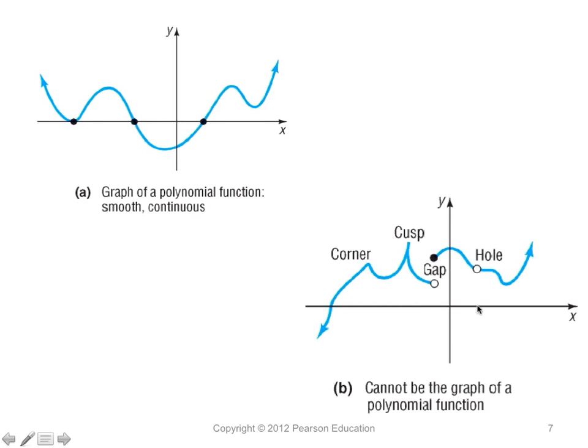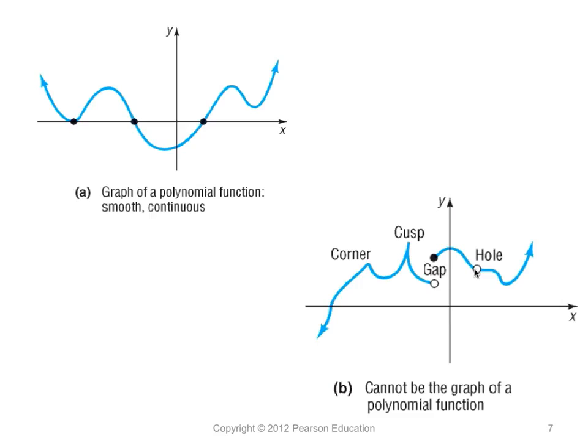But over here, this cannot be the graph of a polynomial function for several reasons. There's a corner right here, where it makes a sharp turn. We also have a cusp right here, and a gap, which means that we have a hole in one place and then a solid point in the other, and then we have a hole over here. We're going to talk about holes a little bit later.